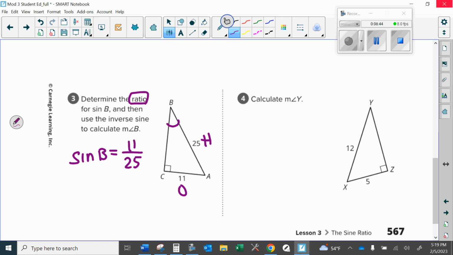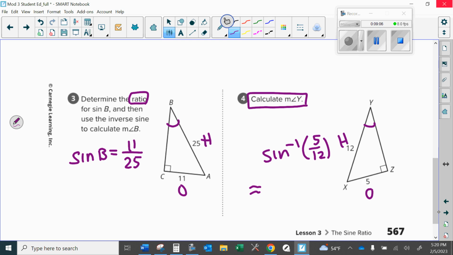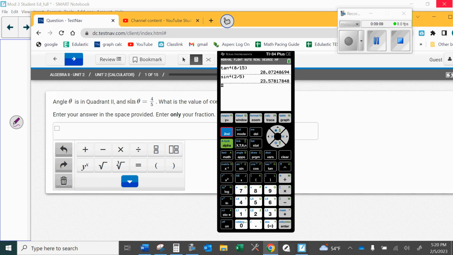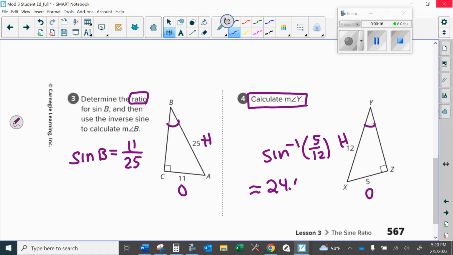Now we're calculating the measure. If we're going to do the measure of an angle, remember it's going to be inverse sine of y. So angle y is our reference angle. Inverse sine, opposite over hypotenuse. Put it in a calculator. That's the exact answer. And then round it. Inverse sine of 5/12. Inverse sine of 5 divided by 12. 24.62 is the approximate answer. Degrees.